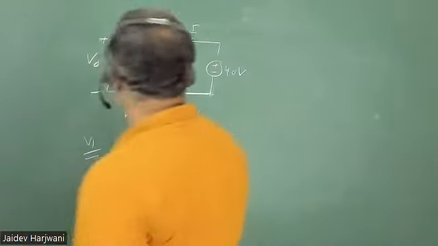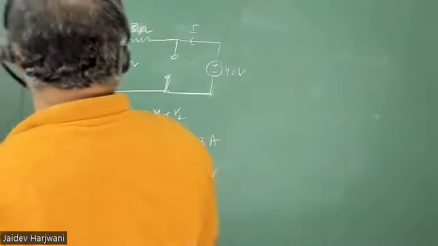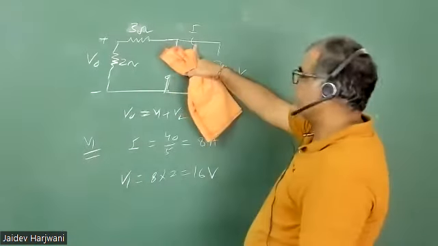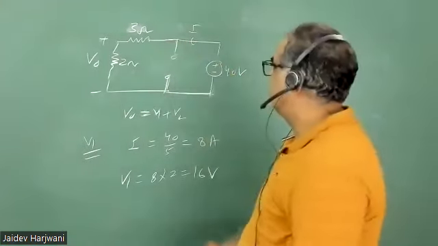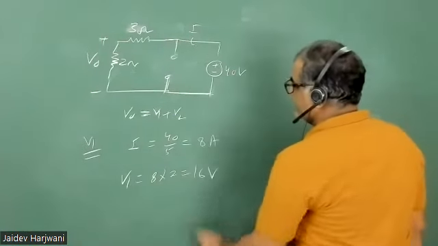Sorry, 3 and 2, 5. Here, was any resistance there, or here, or not? No, sir. Okay, then it is okay. So then 16 volt.